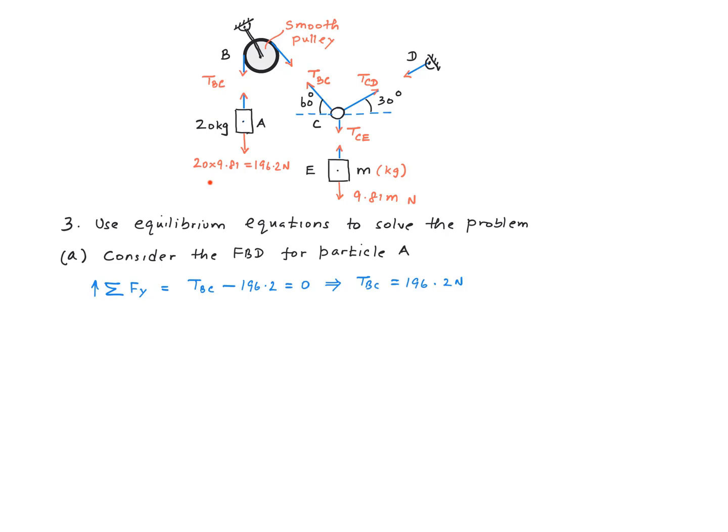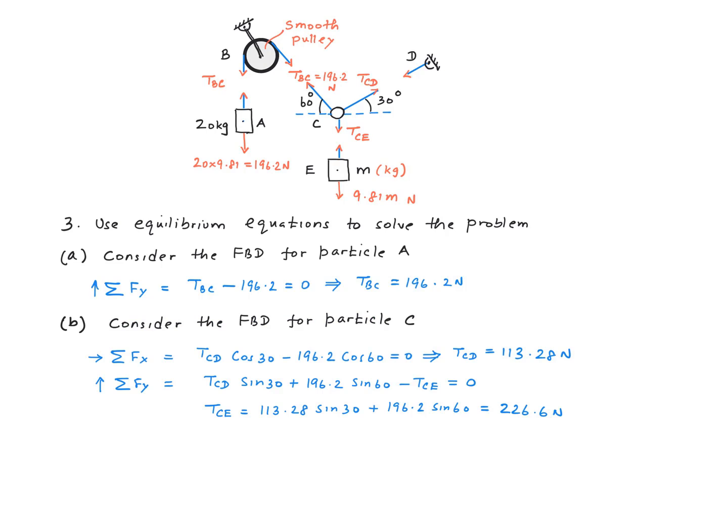Particle A is subjected to two forces, TBC and its weight, but the weight is a known quantity. Weight is mass times g. Mass is 20 kilograms. You multiply it by 9.81. I get a value of 196.2 Newtons for that. And here I am writing down an equilibrium equation in the vertical direction that gives me a value of 196.2 Newtons for TBC.